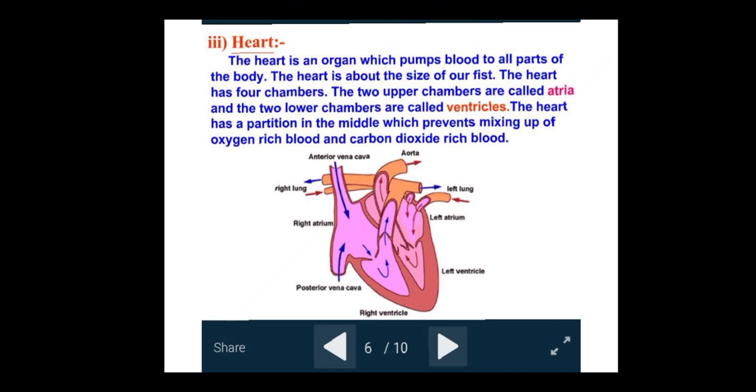There are two upper chambers and two lower chambers. The upper chambers are known as atria and the lower chambers are known as ventricles. The heart has a partition in the middle which prevents the mixing of the oxygen rich blood and the carbon dioxide rich blood. So here you need to learn from where our blood is supplied and how our heart is divided: the two upper chambers and the two lower chambers.